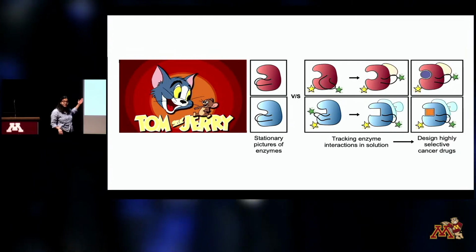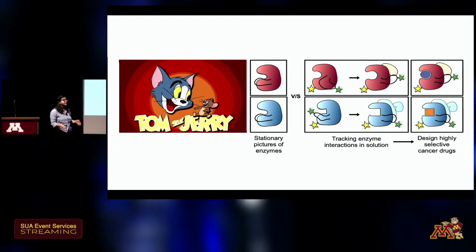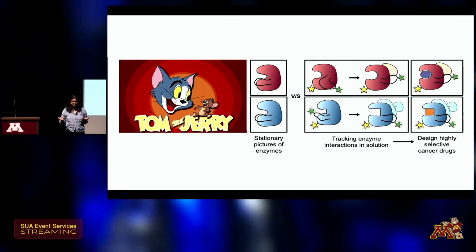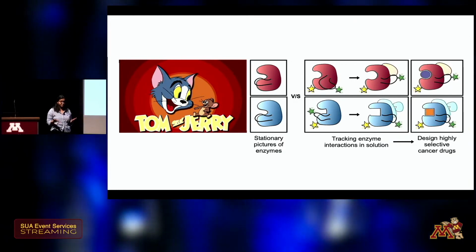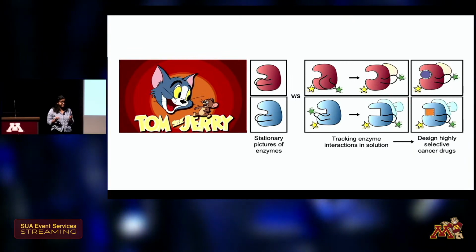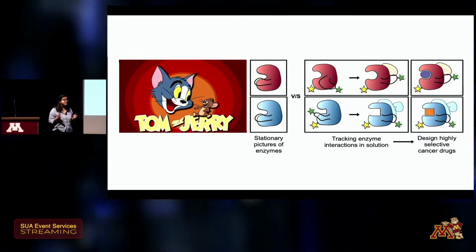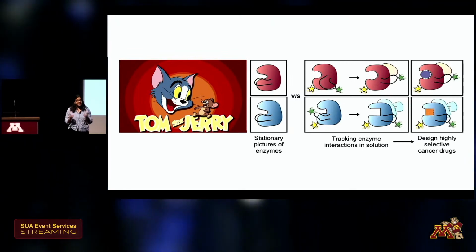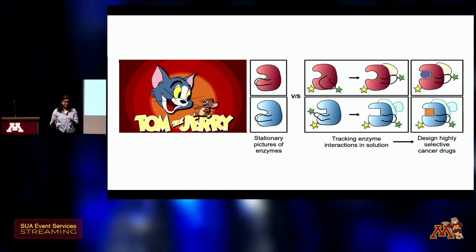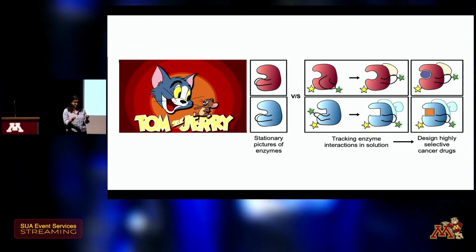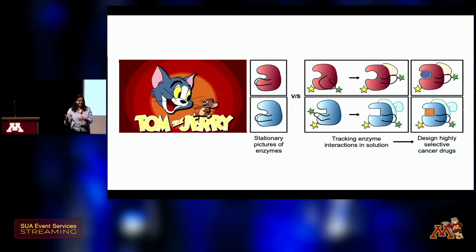So the problem with a stationary picture is that although it's worth 1,000 words, it's not telling you the whole story. And we face a similar problem when it comes to designing drugs for cancer therapy. See, in cancer, certain enzymes in your body that control the process of cell division are overactivated. So you want to design a drug that will block these overactive enzymes.